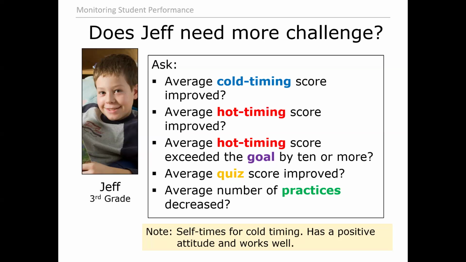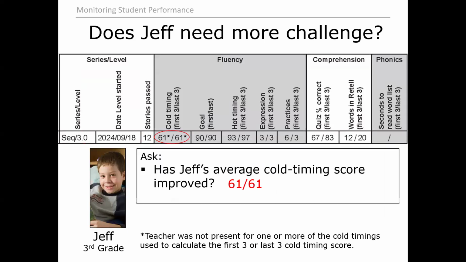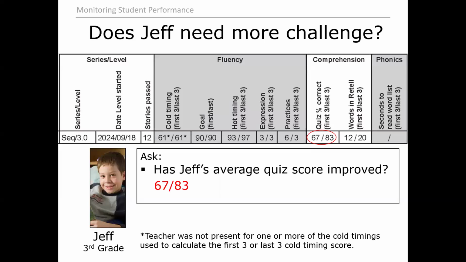Okay, Jeff's got a great attitude. He works really hard. He's a 3rd grader who's passed 12 stories. His current cold timing is 61 and it has not made progress. His hot timing has gone up a little bit. The difference between his hot timing and goal is 7, so it's not a double-digit difference. His quiz started in the 60 percentile range and now we're in the 80 percentile range. So that's awesome. So we have progress in hot timing, progress in quiz, and his past practices have been cut in half.